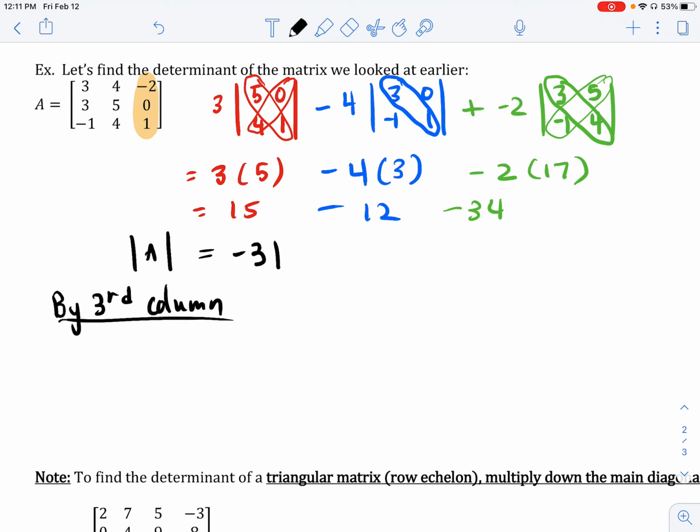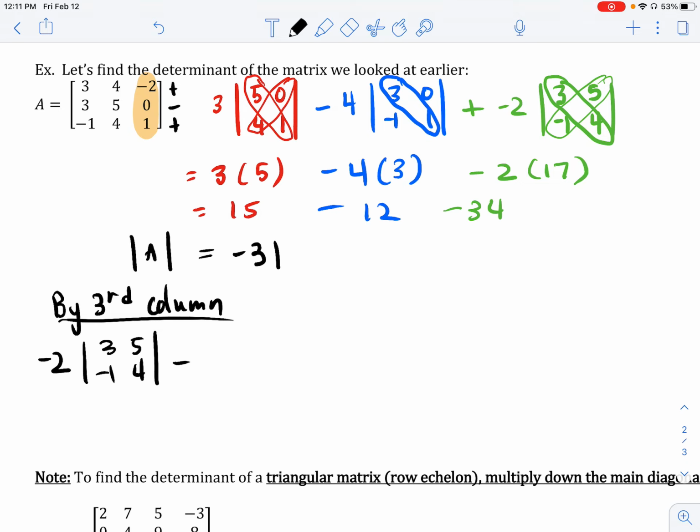Okay, so I'm going to start with -2. And again, I'm not going to cross everything out. Hopefully you're starting to see how this works. -2 times 3, 5, -1, 4, so that matrix. And then here, notice that this one is going to be negative, right? Because remember the signs, this goes positive, negative, positive.